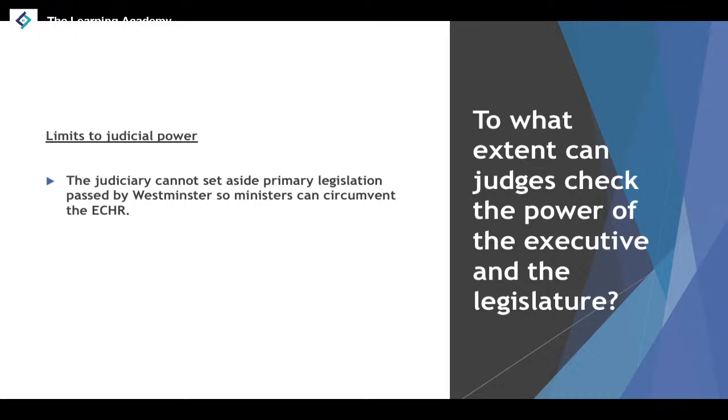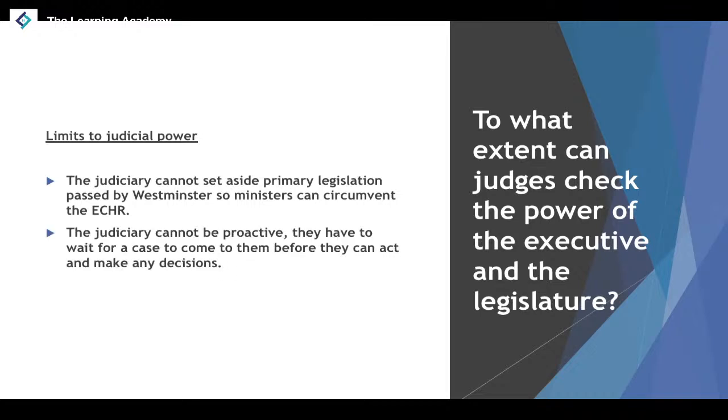So that's one of the ways in which judicial power is limited. A second one is that the judiciary cannot be proactive. They have to wait for a case to come to them before they can act and make any decisions. So let's think of the example of the second Gina Miller case, when it came to the prorogation of Parliament. The Supreme Court and the Court of Appeal in Scotland and in England and Wales only adjudicated on the issue of the prorogation of Parliament because there were people that brought those cases to the court system. Gina Miller being an example of one of them.